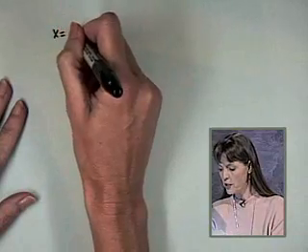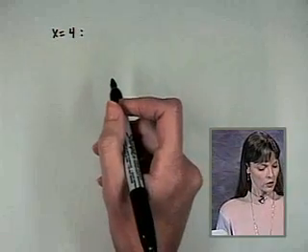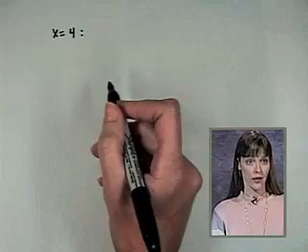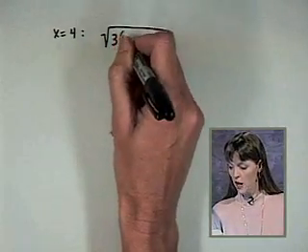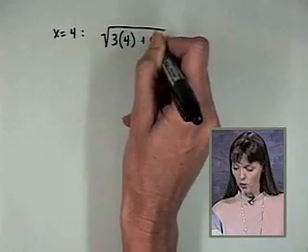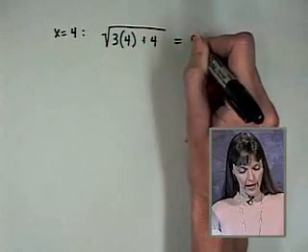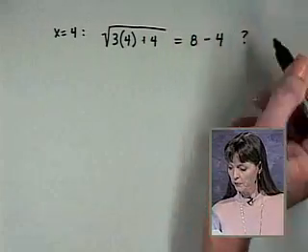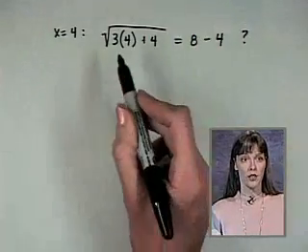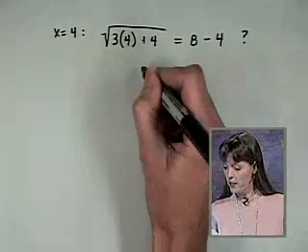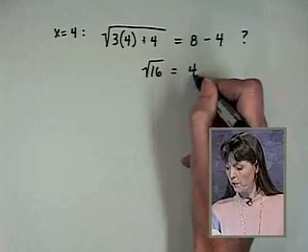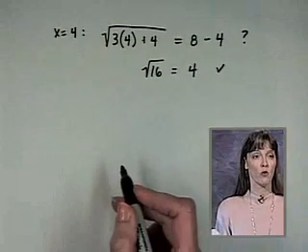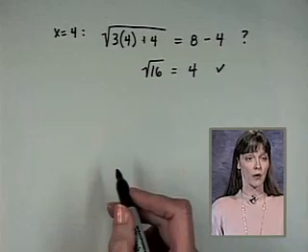Let's take the first of our possible solutions, x equals 4, and substitute this into the original radical equation. We'll have the square root of 3 times 4 plus 4, and the question is whether that equals 8 minus 4. Underneath the radical, 3 times 4 is 12, plus 4 is 16. On the right-hand side, 8 minus 4 is 4. Now, the square root of 16 does equal 4, so our solution of 4 is correct.